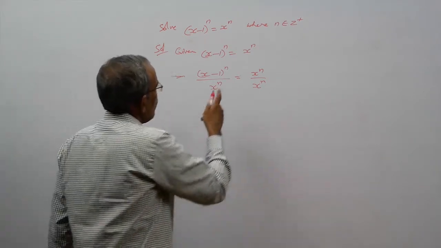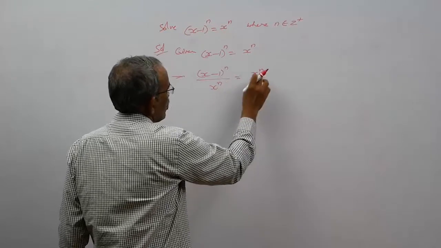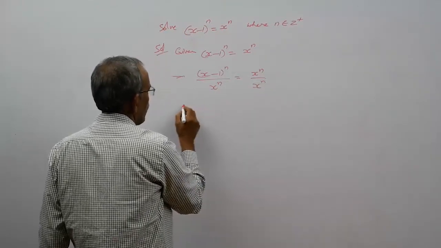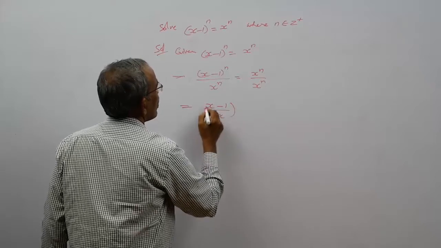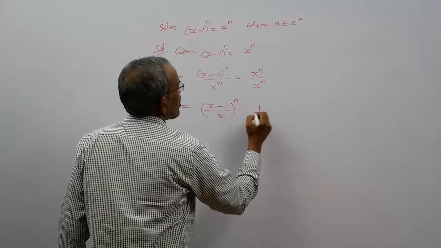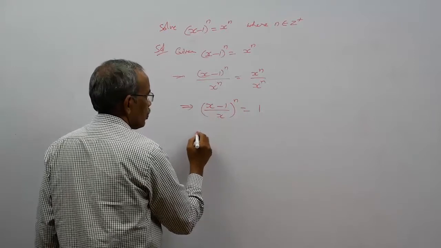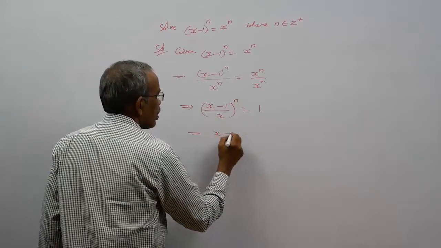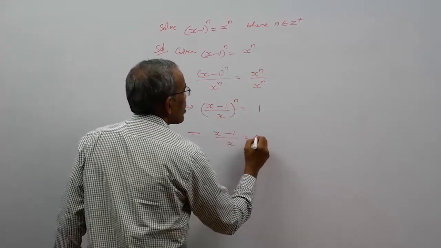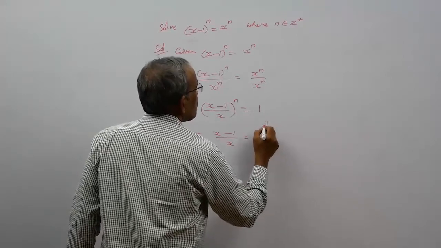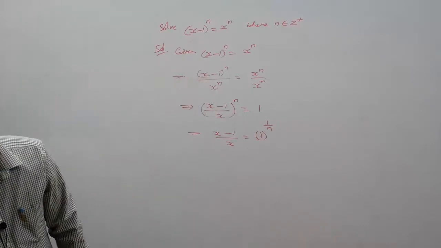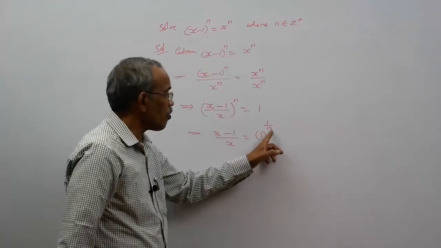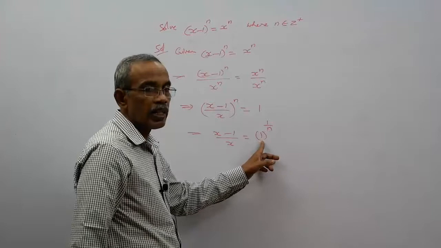(x minus 1) whole power n by x power n is equal to x to the power of n by x to the power of n. That implies (x minus 1 by x) whole to the power of n is equal to 1. That implies x minus 1 by x is equal to 1 to the power of 1 by n. 1 to the power of 1 by n means nth roots of unity.